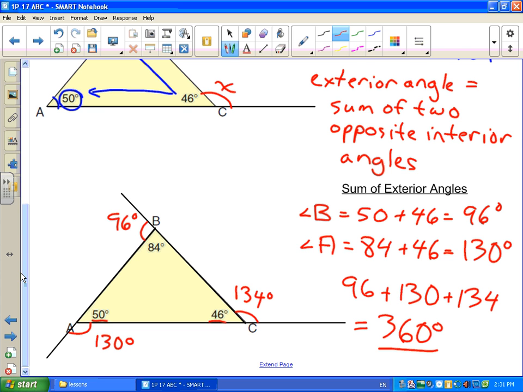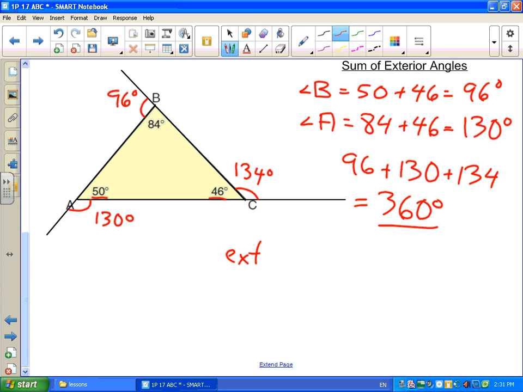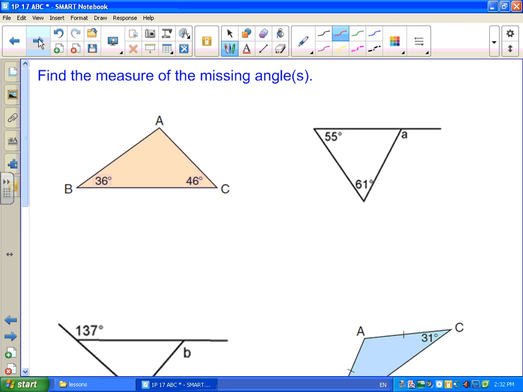Okay? So I'm just going to write that here. So the exterior angles add to 360 degrees. And we want to be able to use those three principles: the interior angles add to 180, the exterior angles add to 360, and one exterior angle is equal to the two opposite interior angles, to answer questions where we're given a triangle and we're asked to find the missing angles. Okay? So let's take a look, I got 4 triangles here.